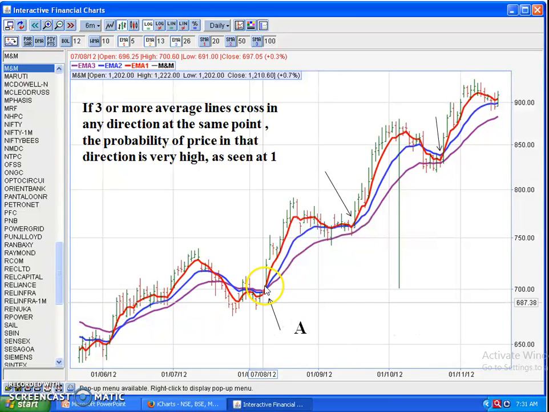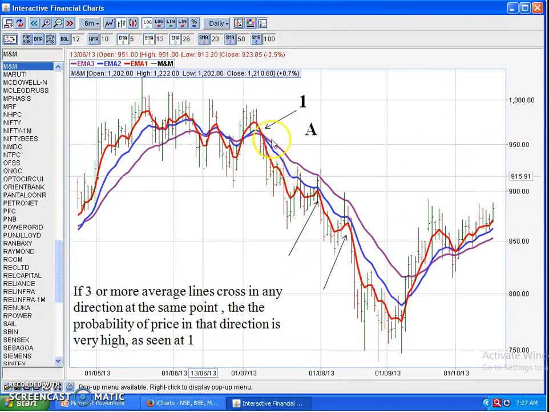In this slide, you can observe 3 moving averages meeting in one point and moving in the upward direction, resulting in strong buy signal. In the same slide, you can see the fast moving average coming near slow moving average and turning upward without crossing, and subsequent rise in the stock price. In this slide, you can observe the moving averages meeting in one point and moving in the downward direction, resulting in strong sell signal. In the same slide, you can see the fast moving average coming near slow moving average and turning downward without crossing and subsequent fall in the stock price.